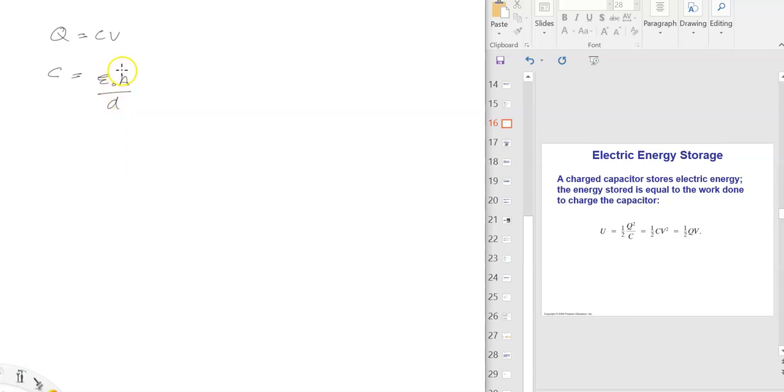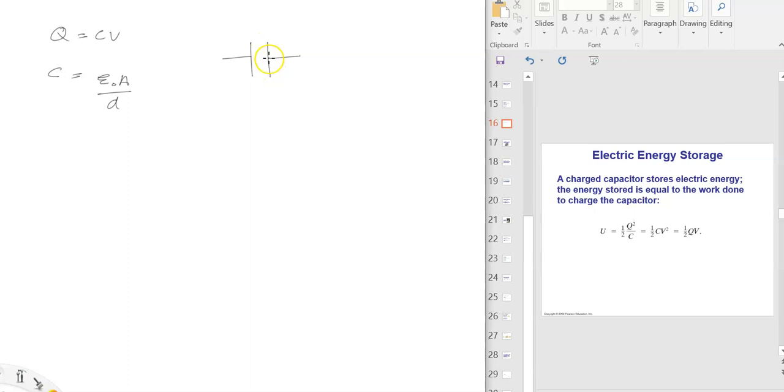We also talked about series and parallel arrangements. If we have multiple capacitors, how to find the total capacitance of those in series and parallel. So today we're going to discuss another aspect, electrical energy storage. A capacitor can store energy.